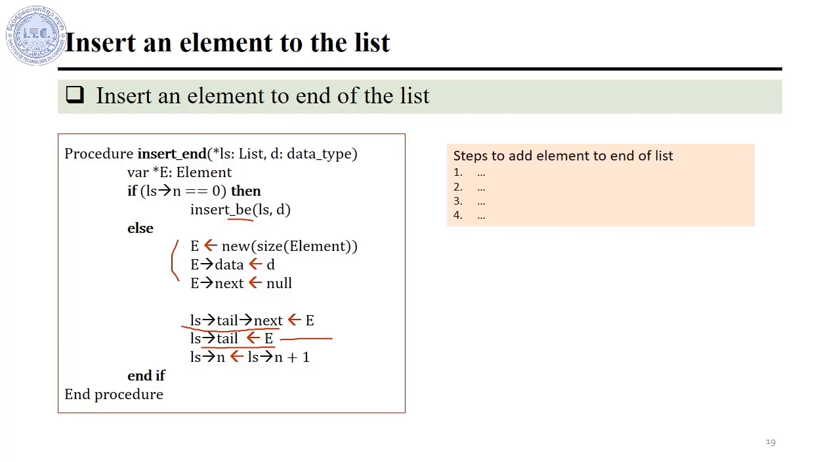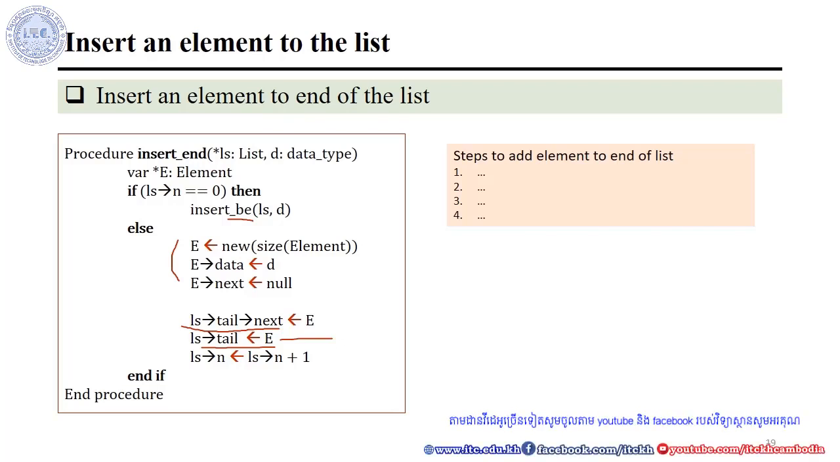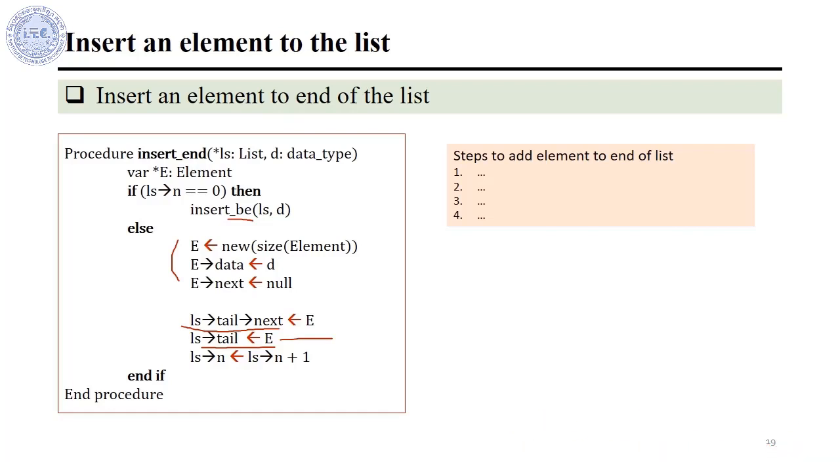There are two steps here. The first one, you check if there is any element in the list. If there is no element at all, inserting to the end of the list is the same as inserting an element to the beginning of the list. And if there is any element in the list, you just create a new element and then change the pointer of the current tail to this new element, and next update the tail variable to be this new element.